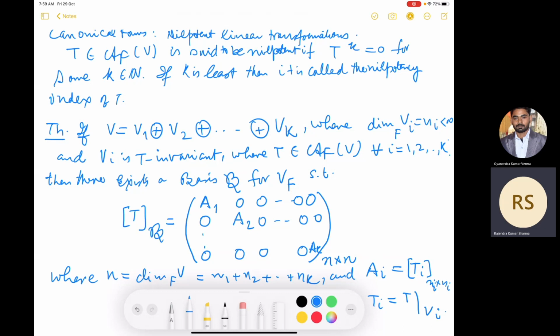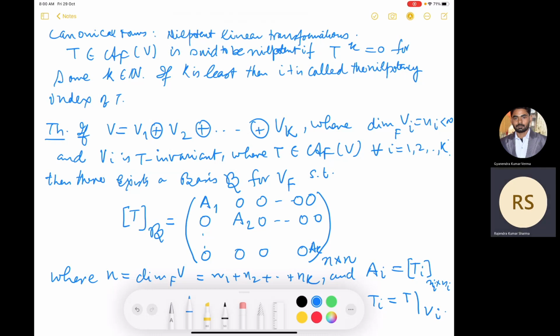So friends, it's good to recall that we wanted to know under what conditions on a linear transformation its matrix with respect to some ordered basis is of a particular type. And in this context, we begin with the nilpotent linear transformations.